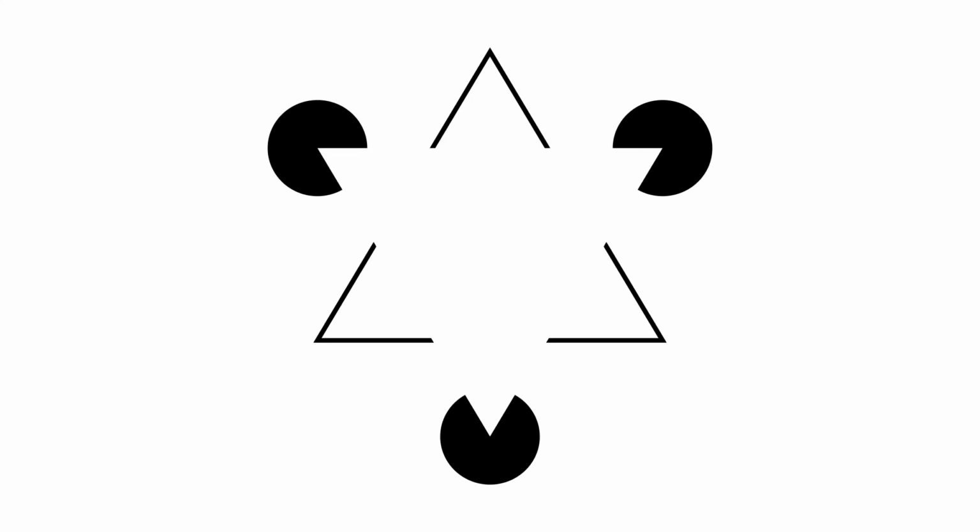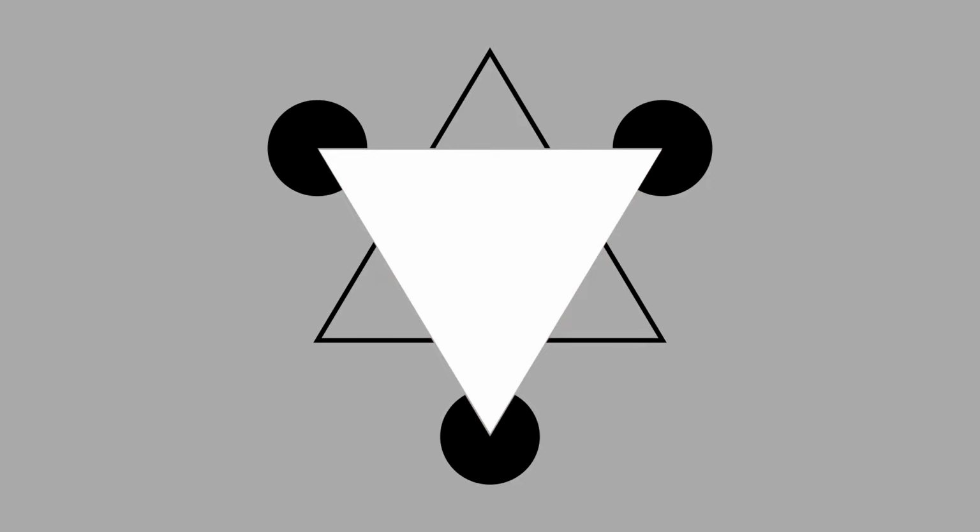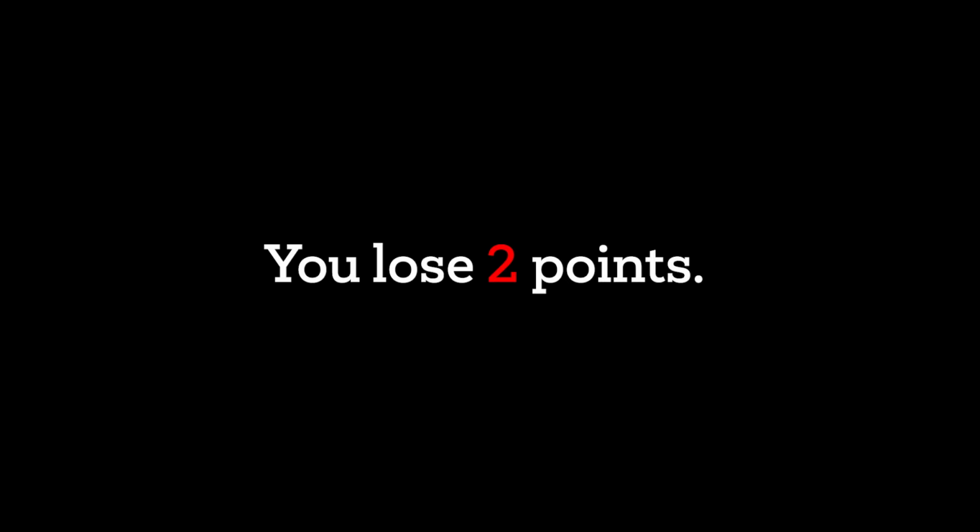Kanizsa triangle. This image creates the illusion of a bright white triangle without any explicit lines or color changes. Many people perceive this imaginary triangle as brighter than the surrounding area and closer to them. This one is well known. If you didn't know it, you get -2 points.